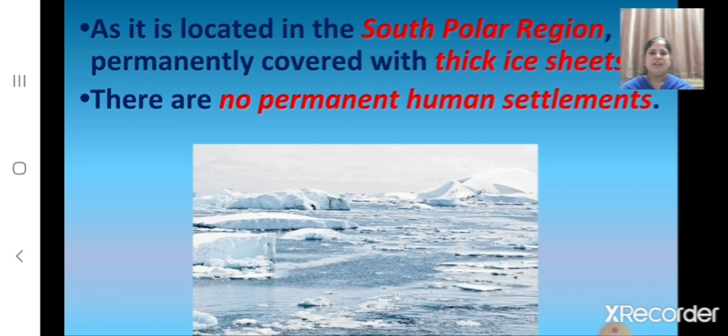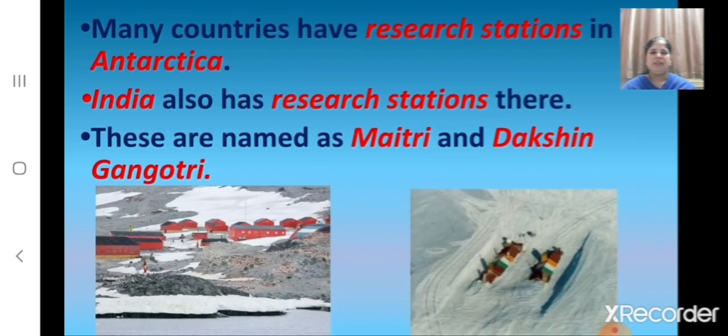And so children, there are no permanent human settlements in the continent of Antarctica. And children, many countries have research stations in Antarctica, and India also has research stations there. These are named Maitri and Dakshin Gangotri.